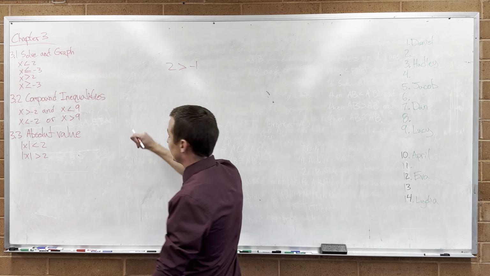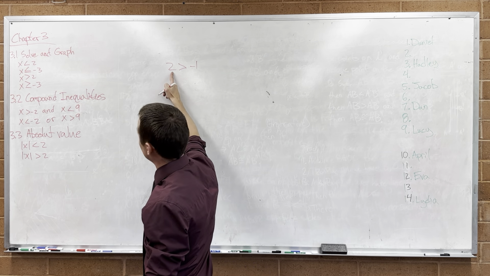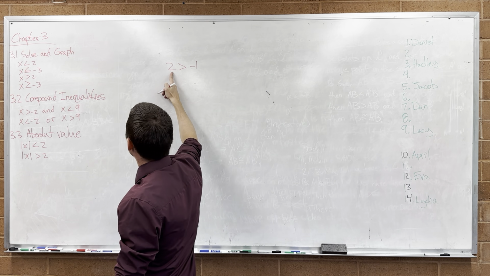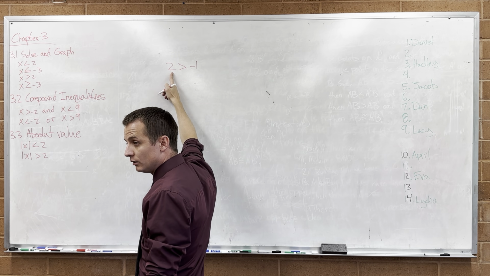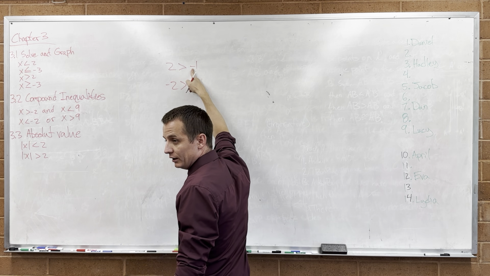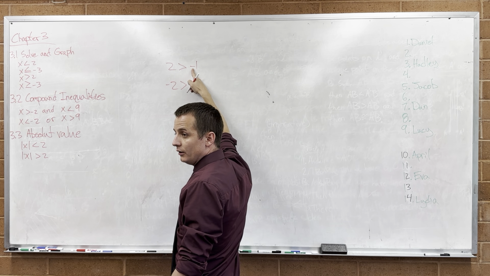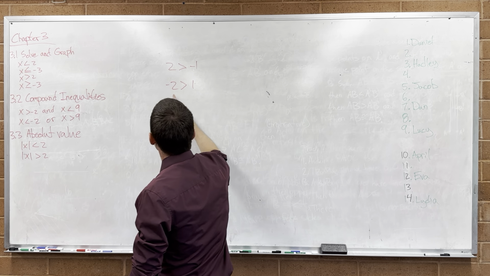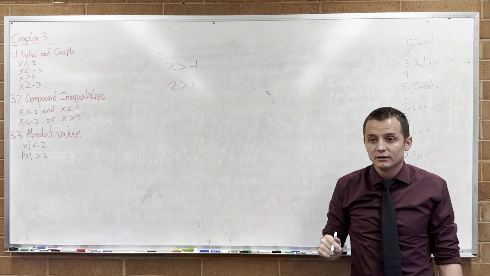But now let's multiply both sides by a negative number. What's 2 times -1? Negative. -2. What is -1 times -1? What's negative times a negative? Positive. So positive 1. Is -2 greater than 1?